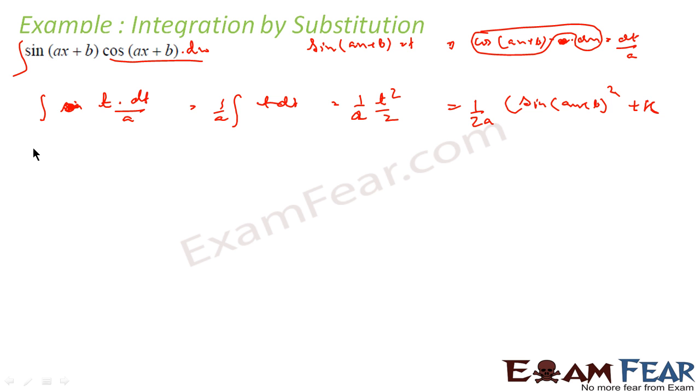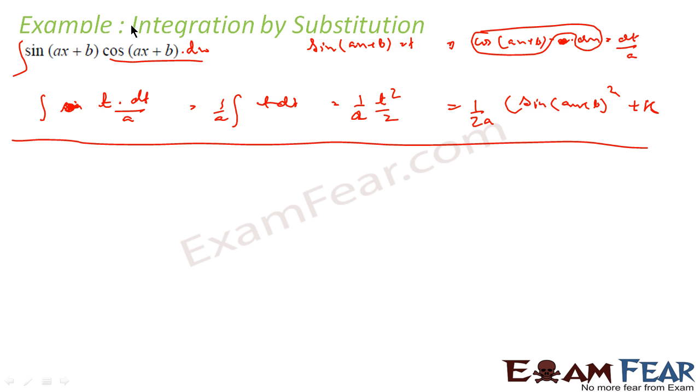Let's try to solve the same question. I'll just draw a line here. Now in this case I'll assume cos(ax+b) as t. Cos(ax+b) is equal to t. If I differentiate both sides, I'll get minus sin(ax+b) times a dx is equal to dt. So I want to find the value of sin(ax+b) dx, which is nothing but minus dt by a.